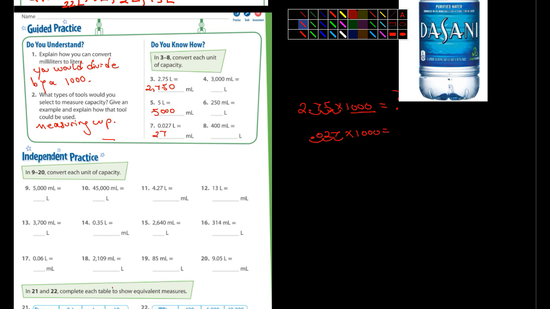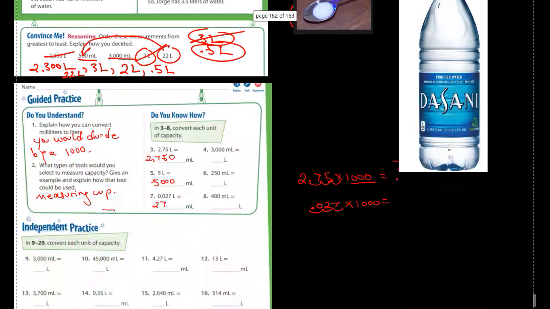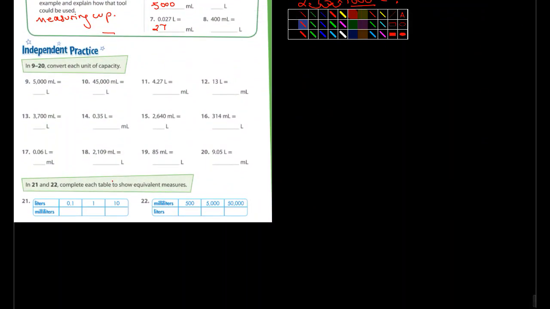All right. That's milliliter. 4 is milliliter. 6 is milliliter. 8 is milliliter. Let's drop down to 9. 9 is milliliter. 10 is, okay, 11. 11 is liters. What have we been doing? Okay, we have 4.27 times 1,000. Move the decimal 3 places. What do we get? You get 4,270 milliliters.